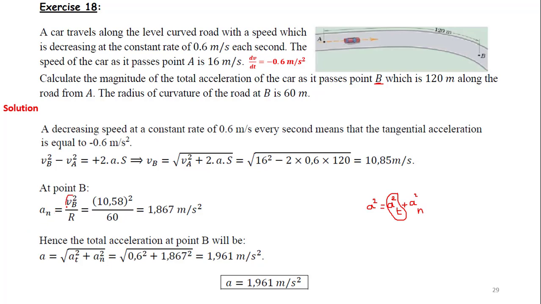But we don't have VB squared. We only know VA. From VA, can we deduce VB, knowing that we have a constant tangential acceleration? Yes, using this equation. Okay, it's the equation in the constant acceleration model. And therefore we found the magnitude of the acceleration vector.